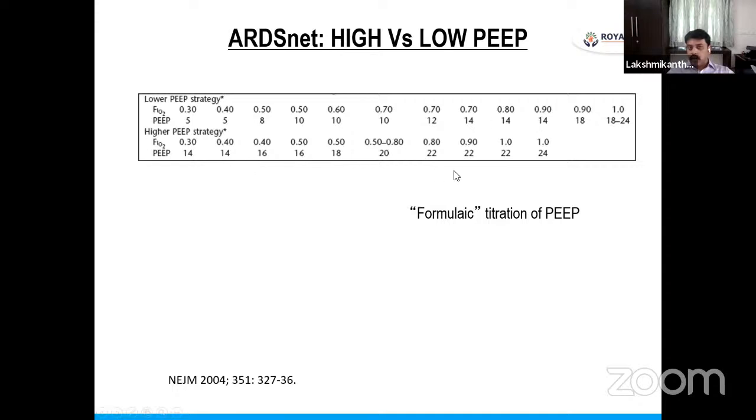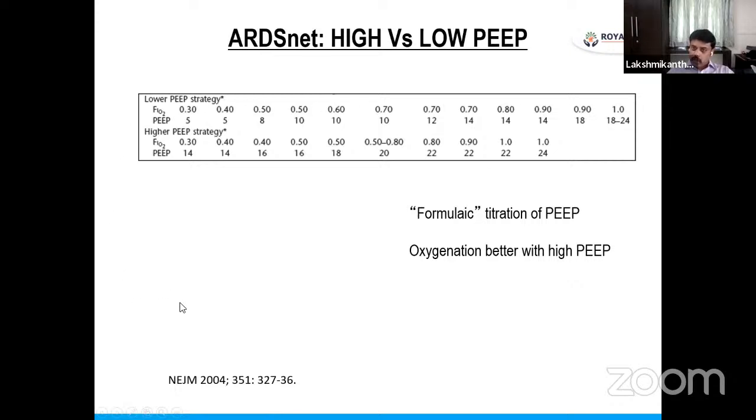So based on this table, approximately to say, if FiO2 is around 80, you keep a PEEP of 60. It is 0.2 into the FiO2. If the FiO2 required is 70, you keep a PEEP of 40. If the FiO2 is 90, you keep a PEEP of 18, and a maximum of 20 if the FiO2 requirement is 100. This is what was initially chosen and used in the ARDS net study. This formula related titration of PEEP was used, and what they found was oxygenation was definitely better with the high PEEP.